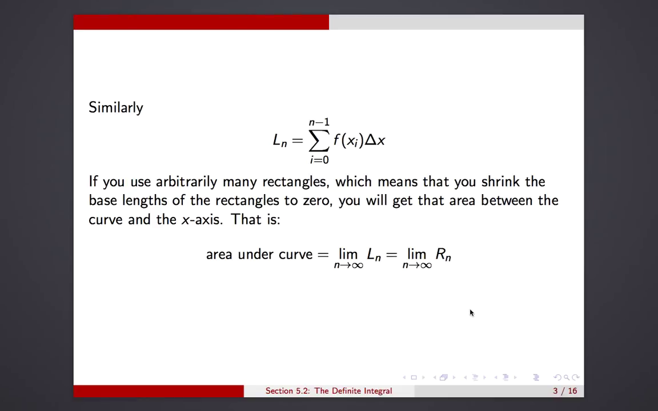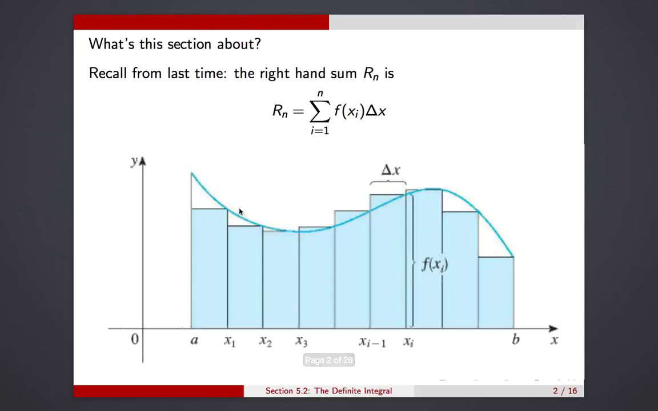Okay, so we had left-hand sums, right-hand sums, and the idea that we ended class with last time was the following. If you use more and more rectangles, you will get a better and better approximation of the area that you want. And that area, again, is the area beneath this blue curve and above the x-axis.